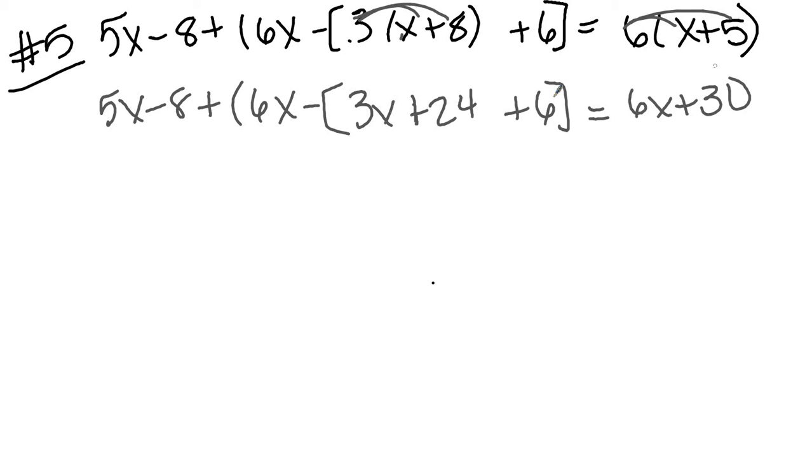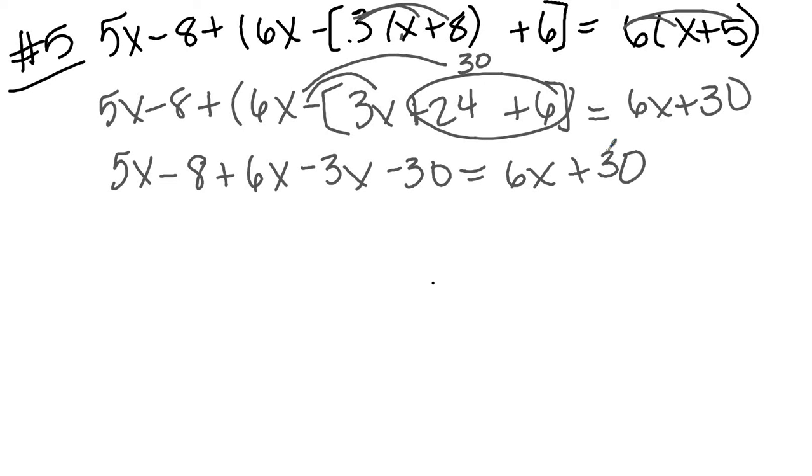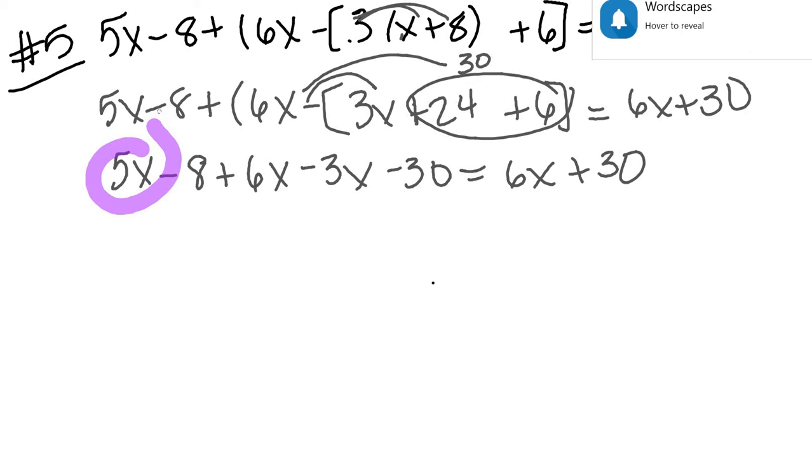And then my next, I'm going to go ahead and just combine these like terms, so that's going to give me 30. And then I'm going to distribute this negative on both of the numbers and the variable inside. So I'm going to have 5x minus 8 plus 6x. This becomes minus 3x minus 30 is equal to 6x plus 30. And then from here, we're just going to go ahead and combine like terms. So we're going to combine all of our x's, so the 5x and the positive 6x and the negative 3x. So that is going to give me 8x.